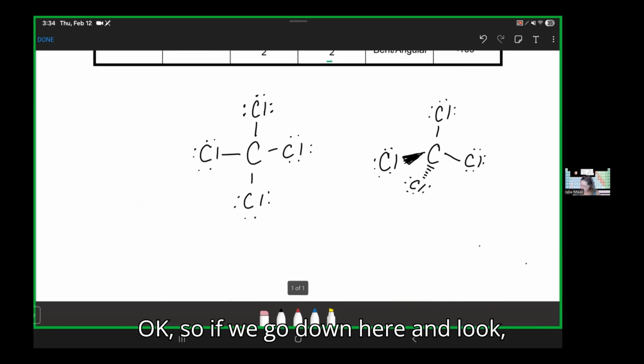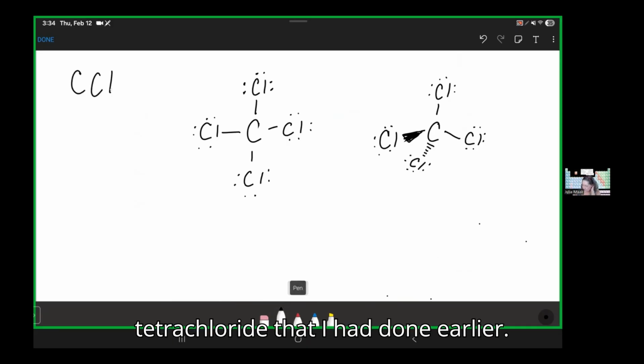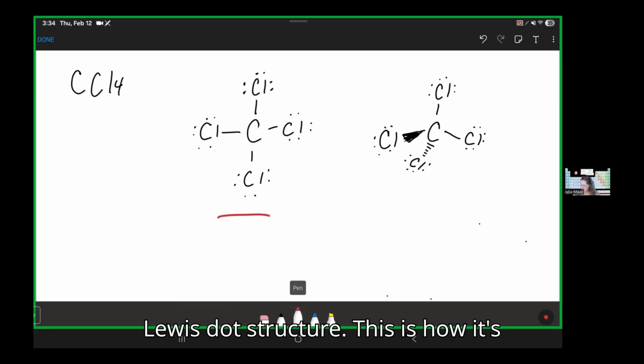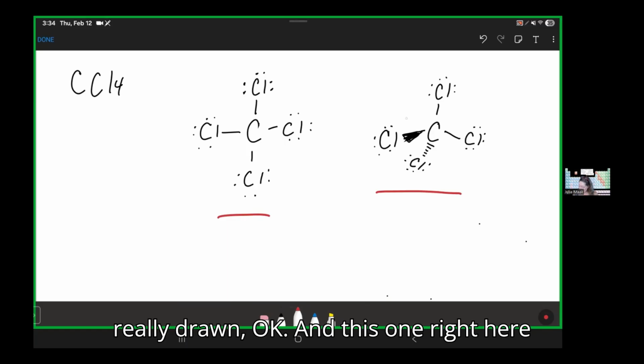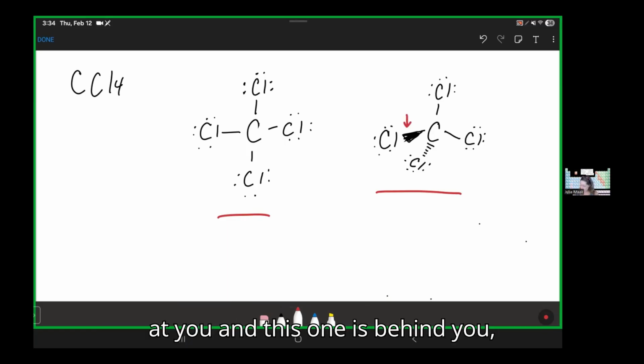Okay, so if we go down here and look, I've got those CCl4s, the carbon tetrachloride that I had done earlier. This is how we drew it in a Lewis dot structure. This is how it's really drawn. This one right here means that it's coming out of the board at you, and this one is behind you, behind the board.